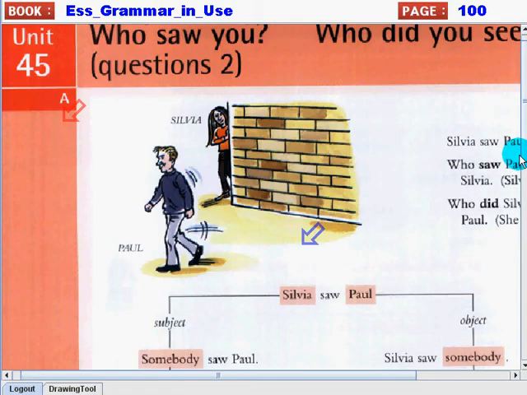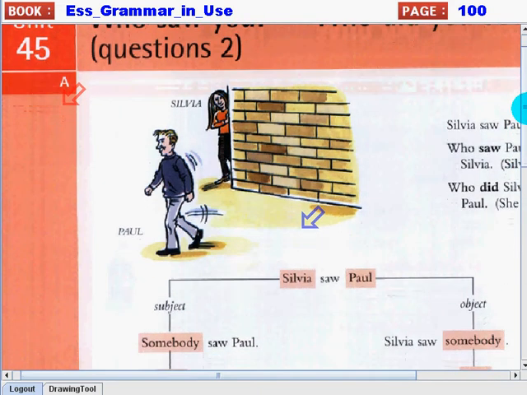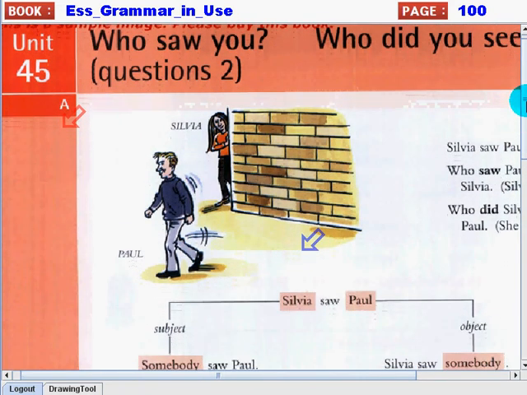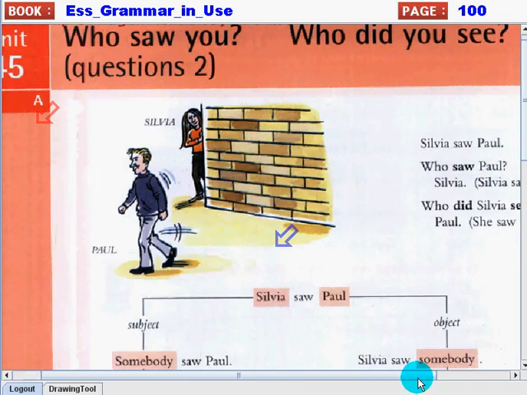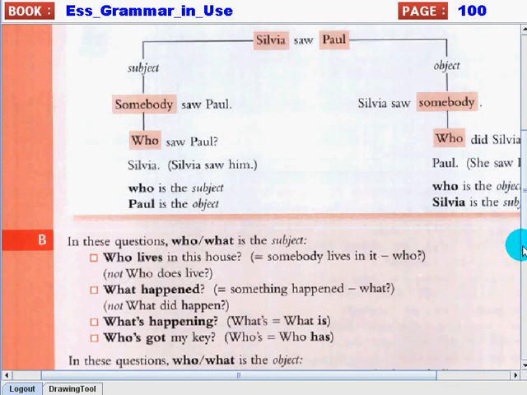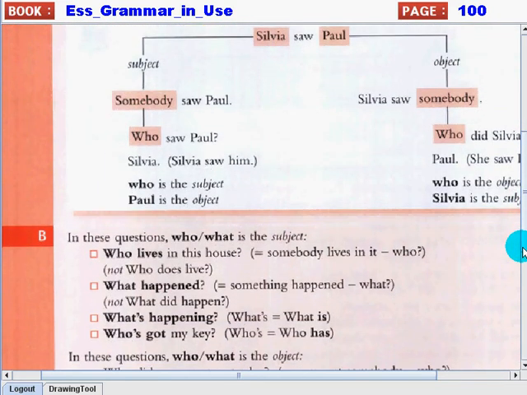This is the second part of our lesson in Unit 45. If you remember, we talked about the questions, who saw you and who did see you. We talked about the difference of these questions. We also learned what is the meaning of object and subject of a sentence.